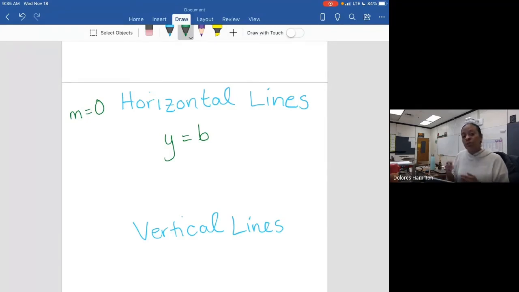So we would just plot the line y equals b. B is a constant, so it could be y equals 3, y equals negative 12. And remember, that's going to be a horizontal line that's going to cross through whatever that b value is. Let's do an example of that.